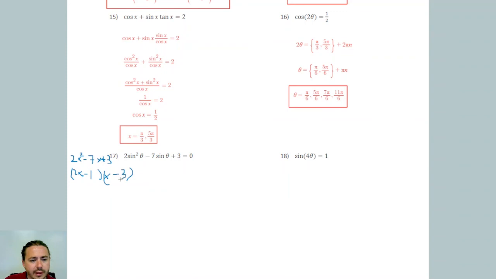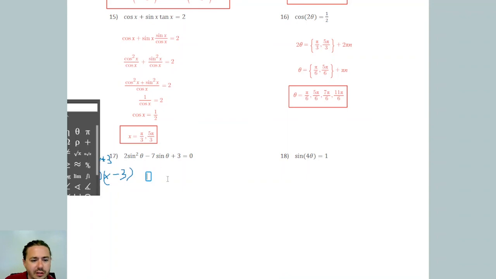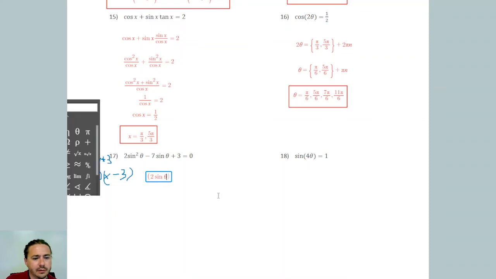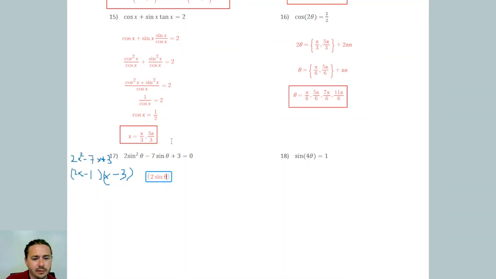This one's actually not so bad. And then I can check: this is negative 6x minus 1x, which is negative 7x, so that works out. So the factoring here will be 2 times the sine of theta minus 1, times sine of theta minus 3.